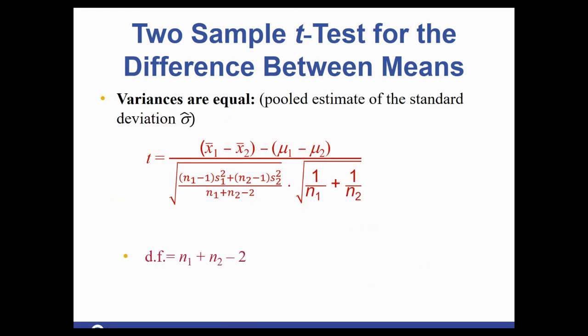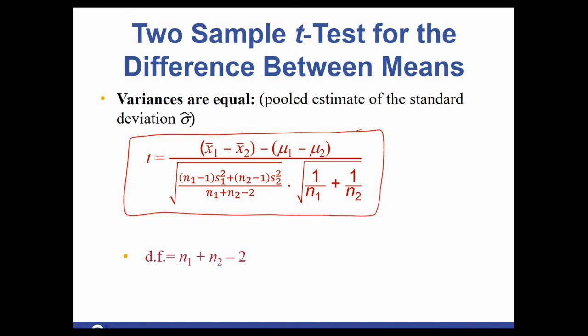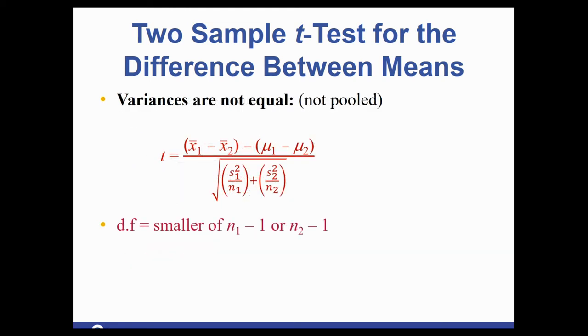So if it states in the problem that the variances are equal, it's a pooled estimate of our standard deviation, this is the formula we use. So this is for equal variances. And if that's the case, then to find degrees of freedom, we are going to add our two sample sizes together, minus 2.